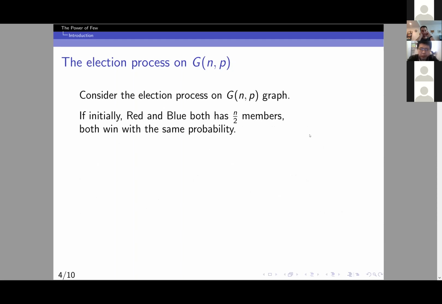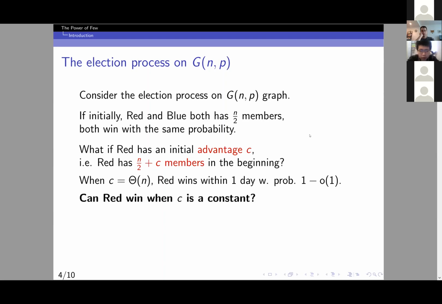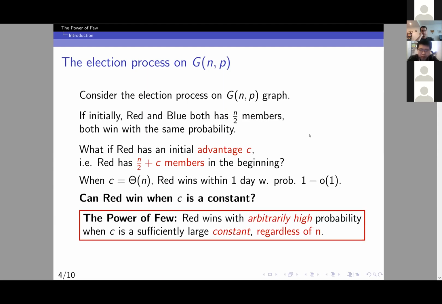So it's clear that if we start with n/2 members on both sides, then they win with the same probability. But what if we give red an advantage of C, so it has n/2 plus C members in the beginning? It's easy to prove that in the case that C is linear, then red wins within only one day with probability tending to 1. So we have to reduce this advantage to be meaningful, and we reduce it to a constant. So it turns out that when the constant is big enough, then we can guarantee any probability that red wins, no matter how high it is.